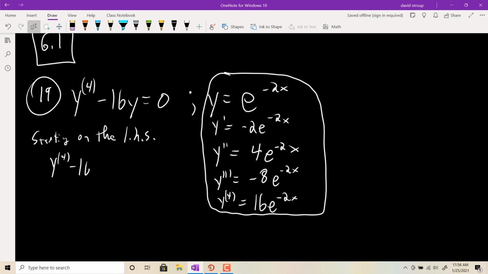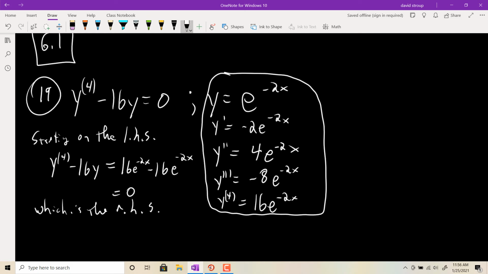y to the fourth minus 16y, in this case, equals 16e to the negative 2x minus 16 times y, which is e to the negative 2x. And of course, that equals 0, which is the right-hand side, and you're done. So it is a solution. Hence, it is a solution. Yay! The world rejoices.